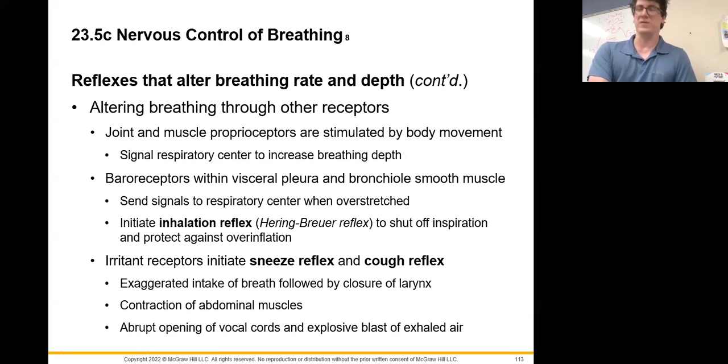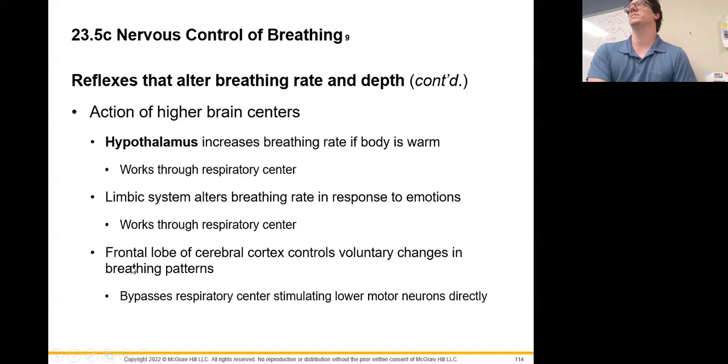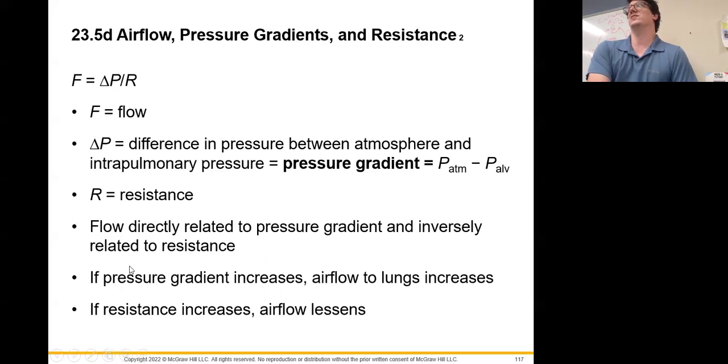So there's some fun stuff in here talking about sneezes and coughs. I like this chapter. This chapter's actually got some cool stuff. Flow rate is also going to depend on the differences in pressure. So if we need to move more air, we can move more air by increasing the pressure gradient or by decreasing resistance. So how could we decrease resistance in the lungs?